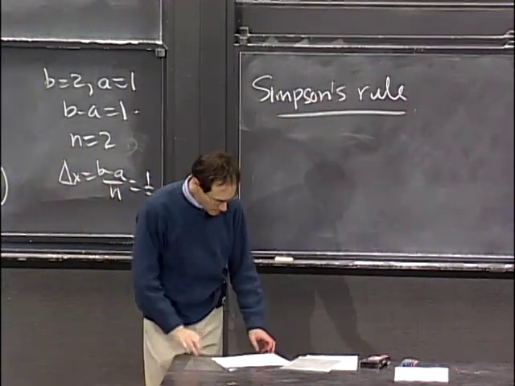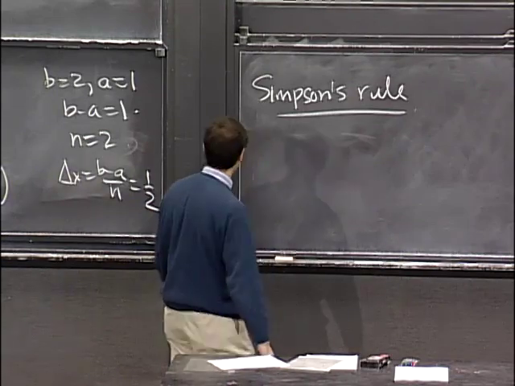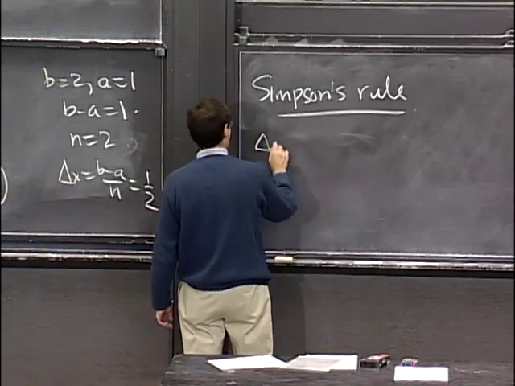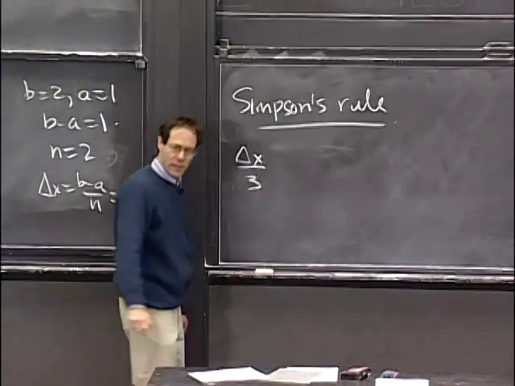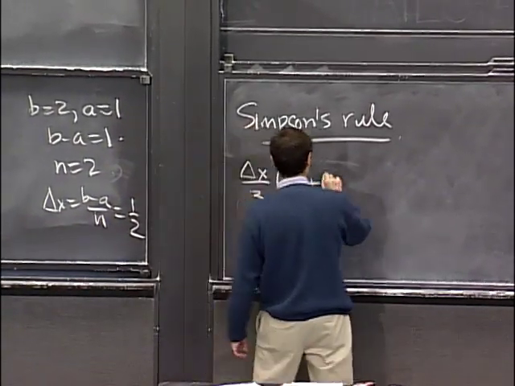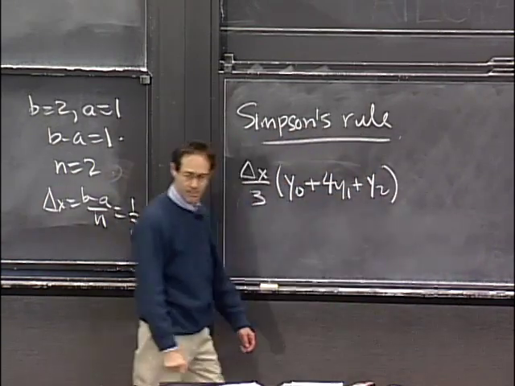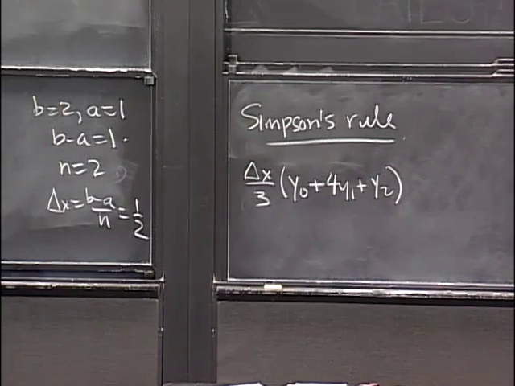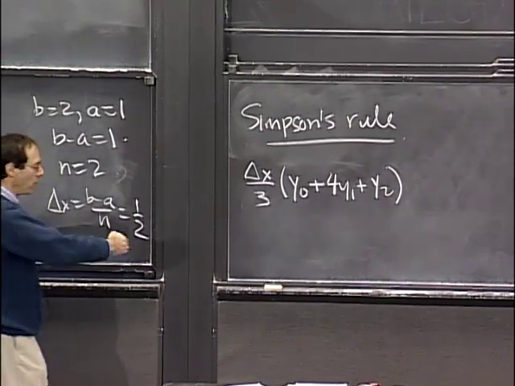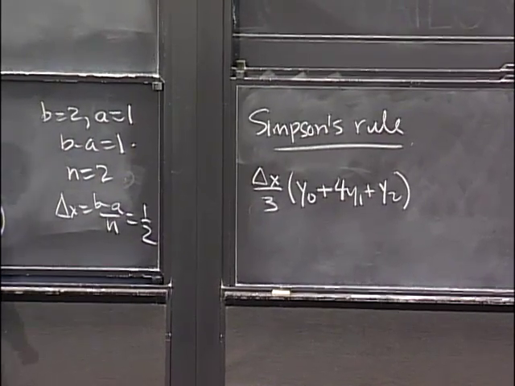And I claim that Simpson's rule is surprisingly accurate, in this case really, even a little more than it deserves to be. The formula is delta x over 3 times y0 plus 4y1 plus y2. So the pattern is 1, 4, 1, or 1, 4, and then it alternates 2s and 4s until 4, 1 at the very end.